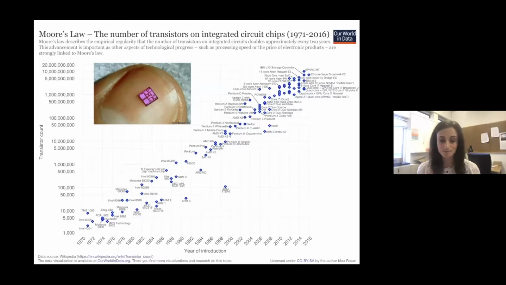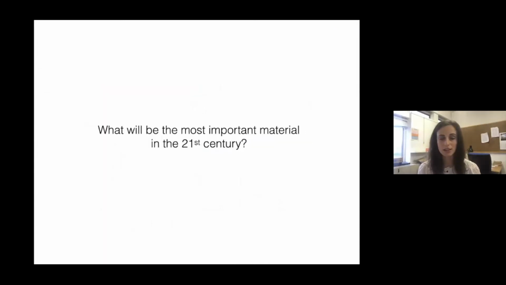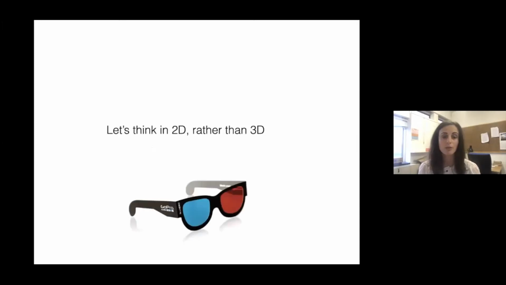just like this. So my question to you today really is, if silicon has been the most important material of the 20th century, then what will be the most important material in the 21st? And I put to you today, as a hypothesis, that we need to think in 2D to answer this question. What do I mean by that?